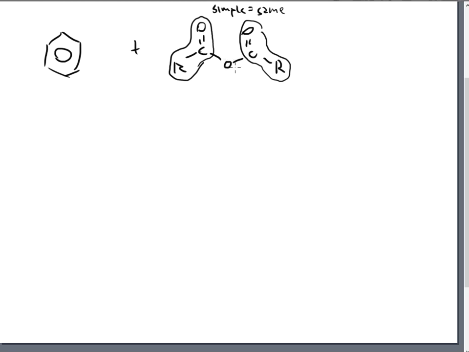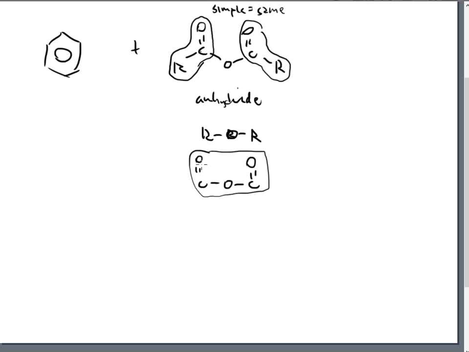Well, that's an ether, right? No, that's not an ether. It's called an anhydride. Well, wait a minute. I thought ethers were RORs. They are. That definition hasn't changed. And this is a ROR, but it's a special type of ROR. It's a carbonyl with an oxygen with a carbonyl. And whenever we see this formation, Beyonce is going to come around, and that's going to be called an anhydride. All right, so there we go.